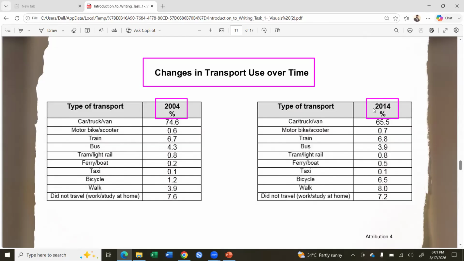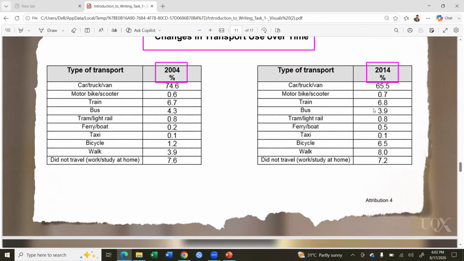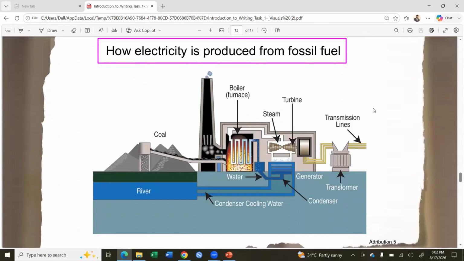Don't worry, we're going to discuss each and every one in detail later on, but this is just to give you the idea of how these visuals would look like. Is it clear? Should I move forward? Yes, sir. Okay. Then it's another type of visual that you may get.